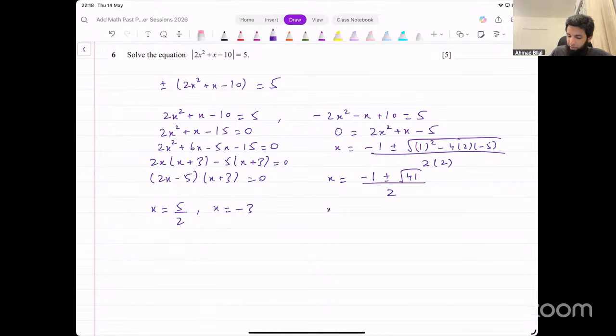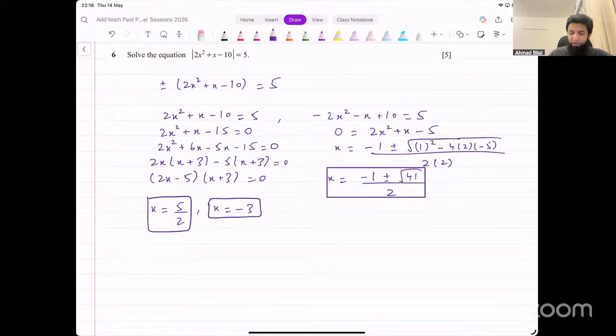You can leave it like this if you want. You can also write them separately, the plus 1 separately and minus 1 separately. And these are our final answers now. X equals these two values, or x equals 5 over 2, or x equals negative 3.